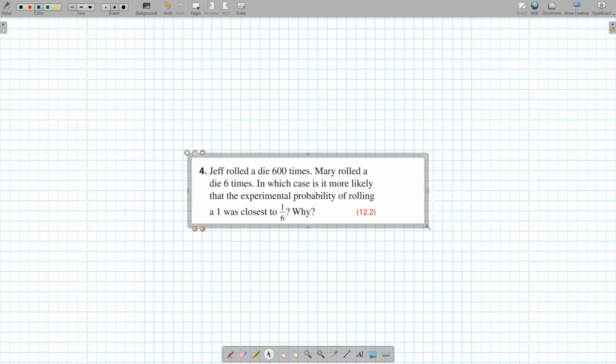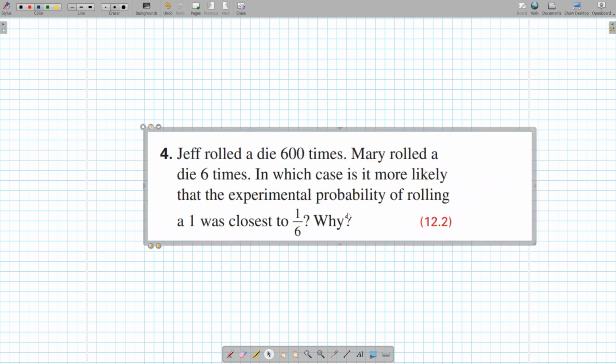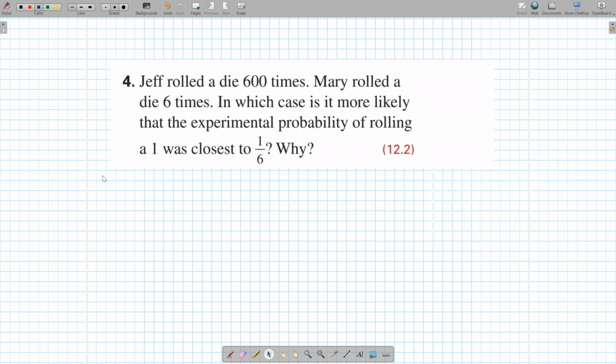Jeff rolled a die 600 times. Mary rolled it 6 times. In which case is it more likely that the experimental probability of rolling a 1 was 1/6?